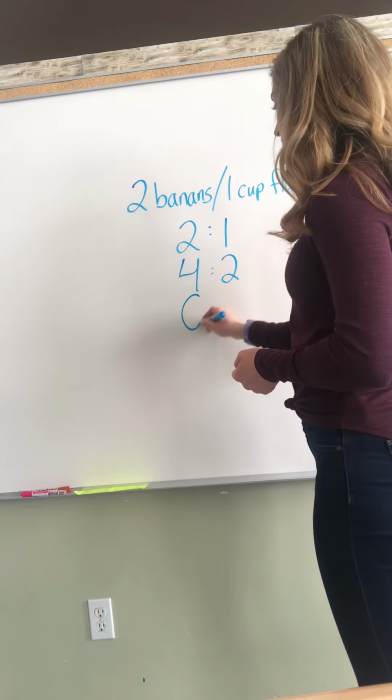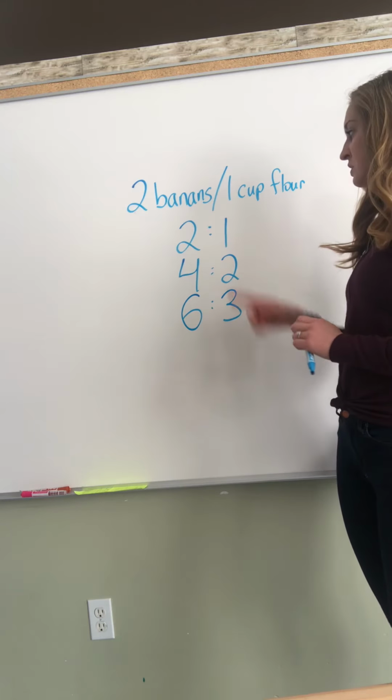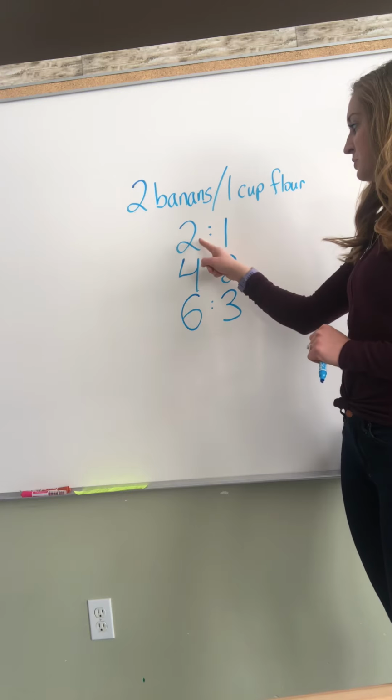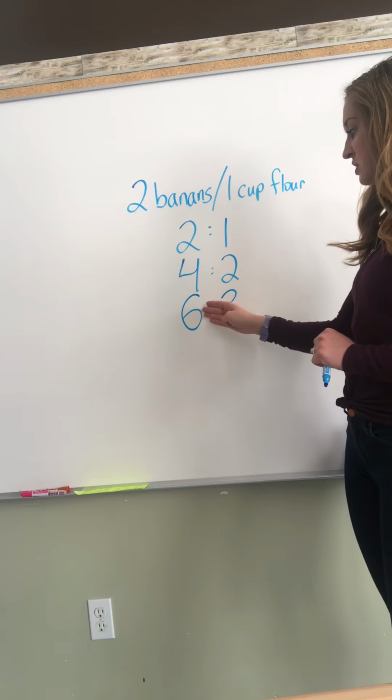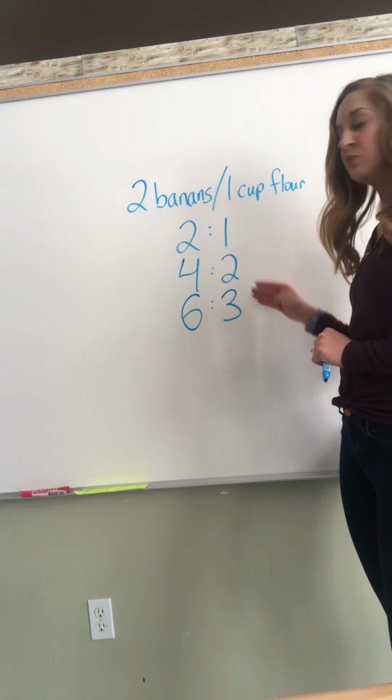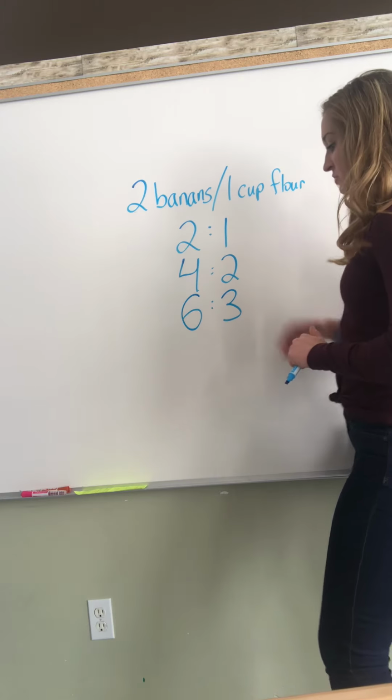If I've got 6 bananas, I'm going to need 3 cups of flour. So here, I'm multiplying this number by 2 to get to this number. And you can also see a pattern here, 2, 4, 6, and then 1, 2, 3. This is going up by 1s, this is going up by 2s each time. So these are also some equivalent ratios.